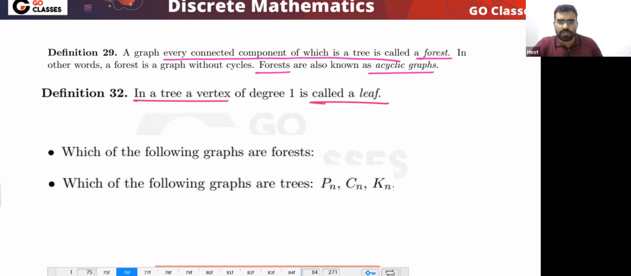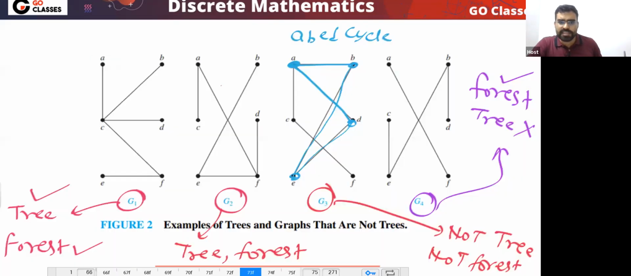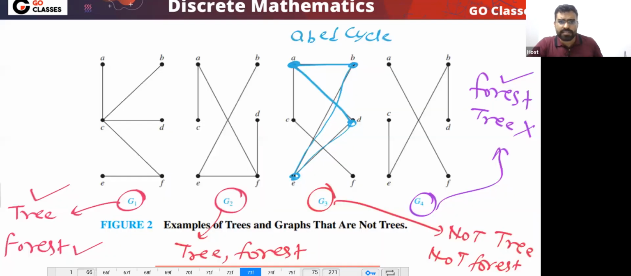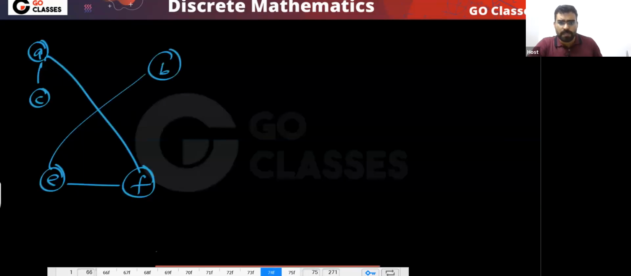G2. G2 is acyclic, right? Priya, G2 is acyclic, and this is connected. Because what you can see, this G2 is like this: C, A, and then there is F, and there is E, and there is B, and there is D. So this is connected also acyclic also.